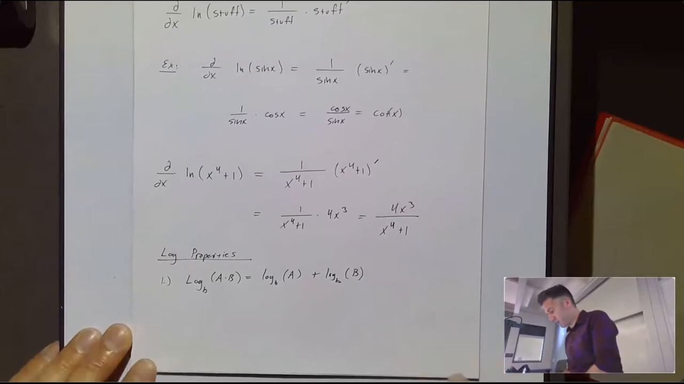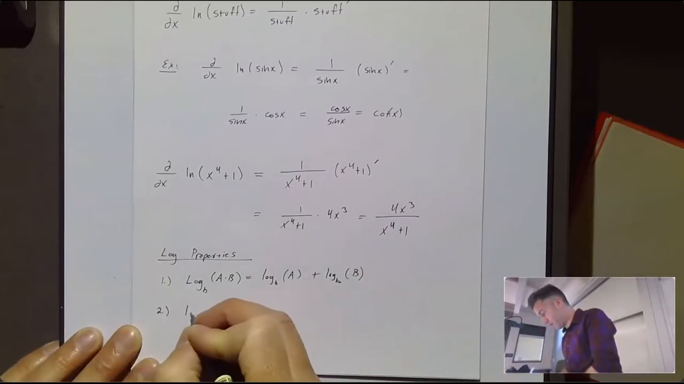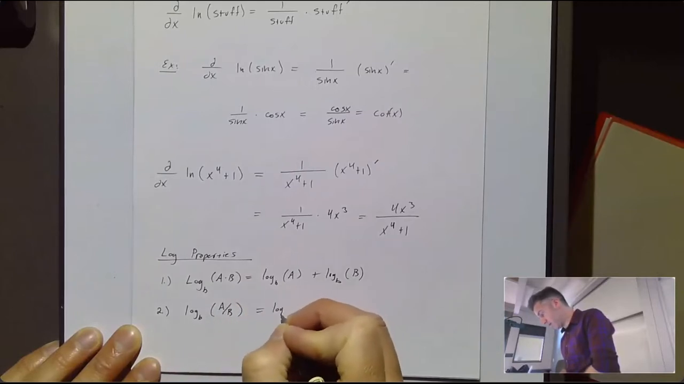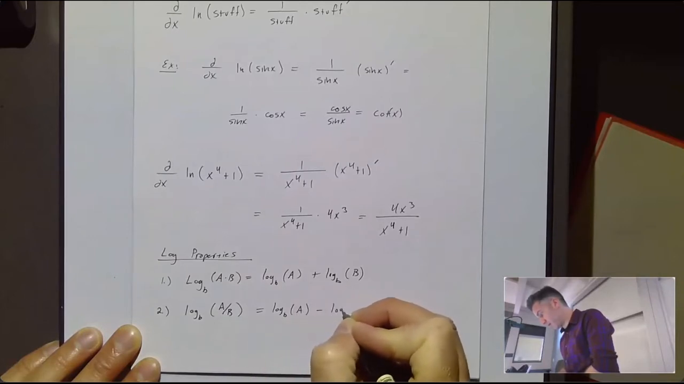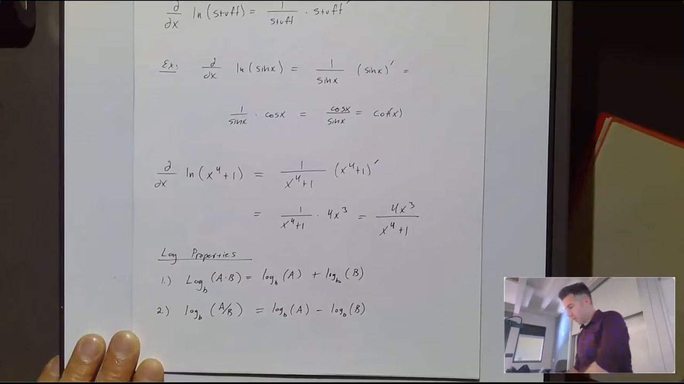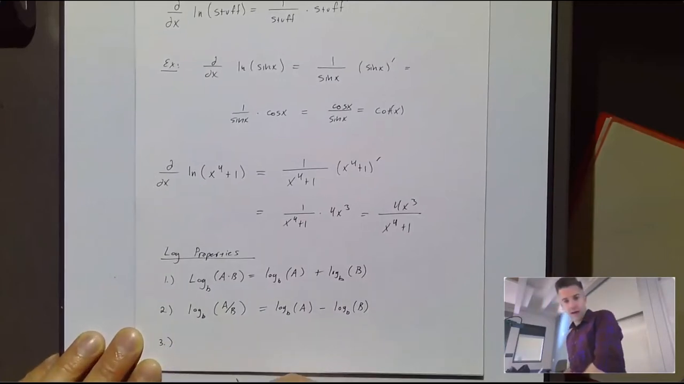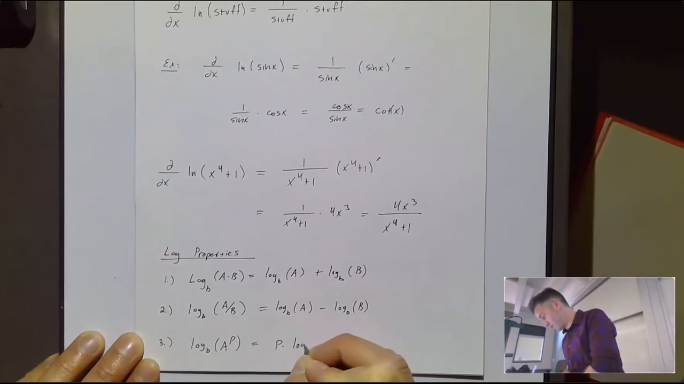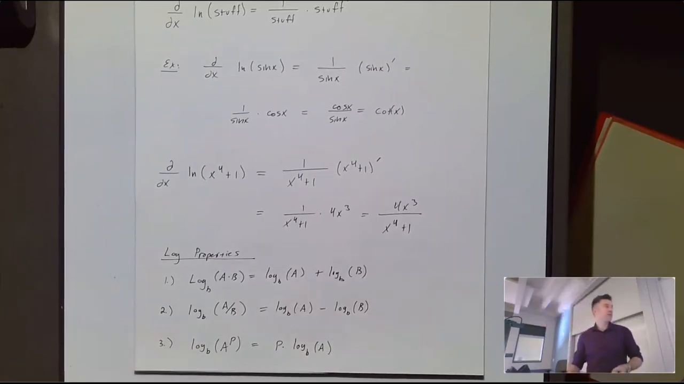We also have a quotient rule for logarithms. The log base b of a divided by b is the log base b of a minus the log base b of b. And thirdly, the log base b of a to some power is equal to that power times the log base b of a. These are rules we use mostly to either expand or compress logarithmic expressions to make it easier to differentiate them. It's not the only thing we use them for, but in this class, it's the primary thing.